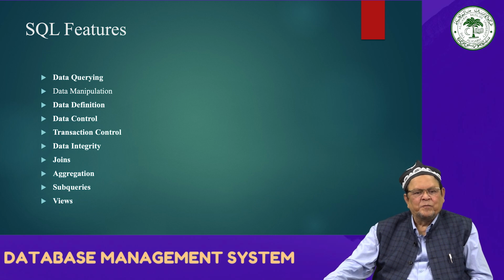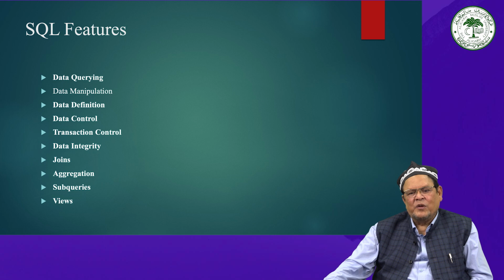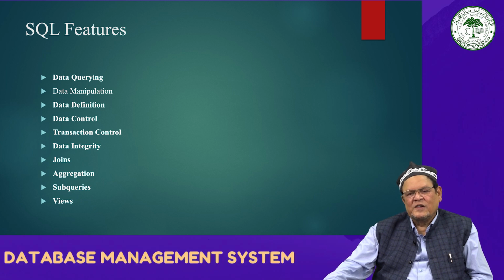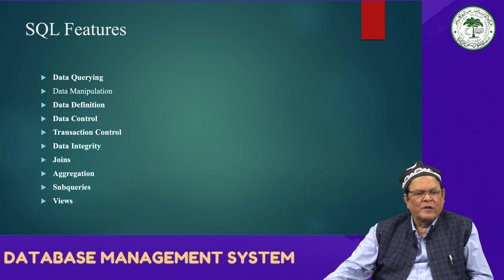Data integrity. SQL enforces data integrity constraints such as primary key, foreign key, unique constraints, and check constraints to maintain data accuracy and consistency. The next is join. SQL enables the combination of data from multiple tables using join operations such as inner join, left join, right join, and full join.